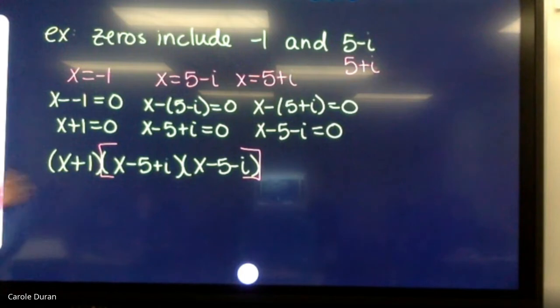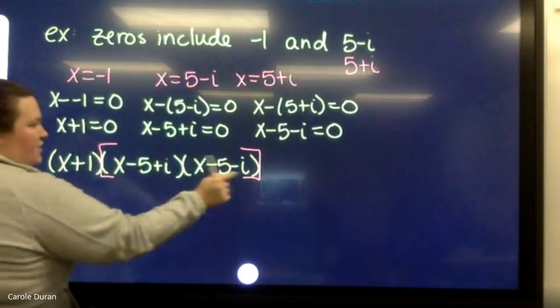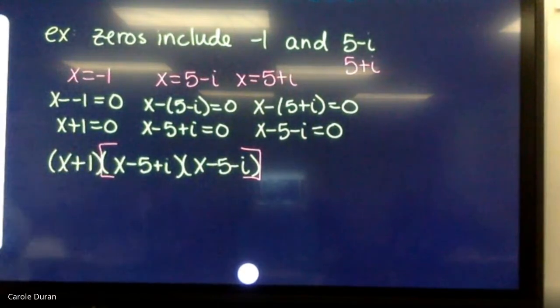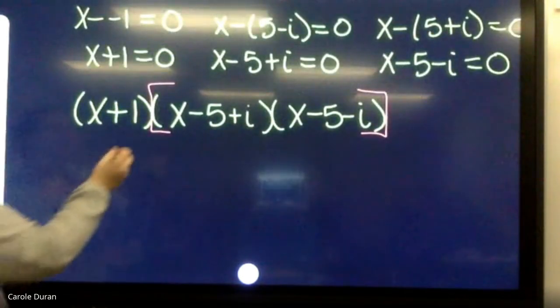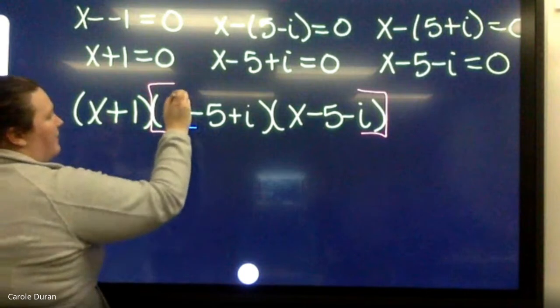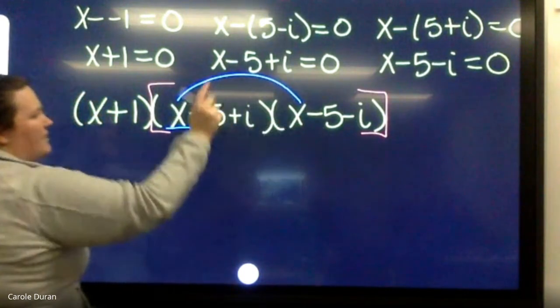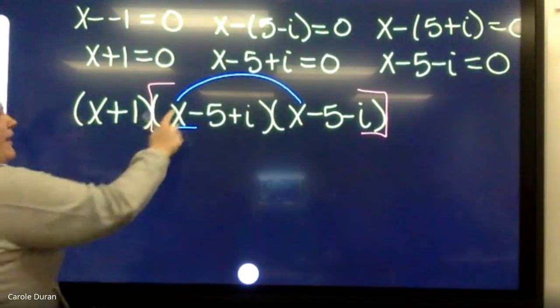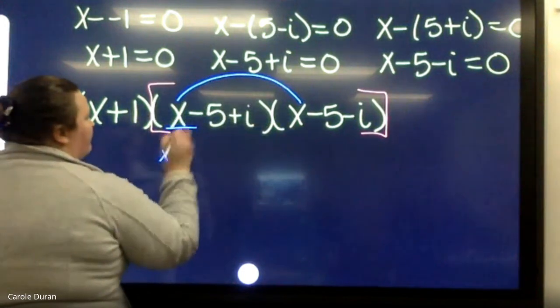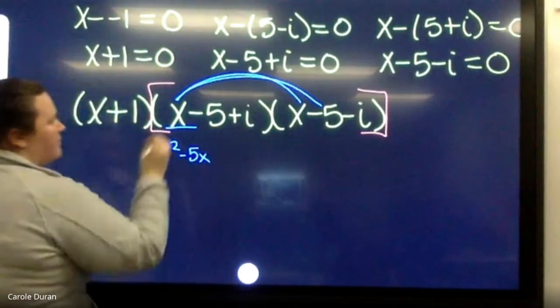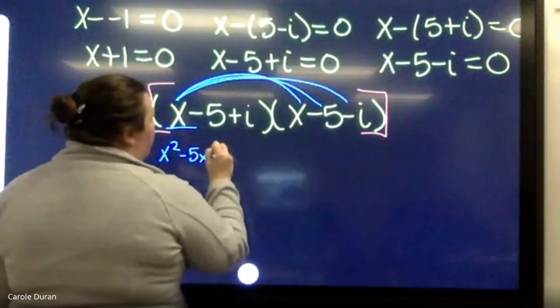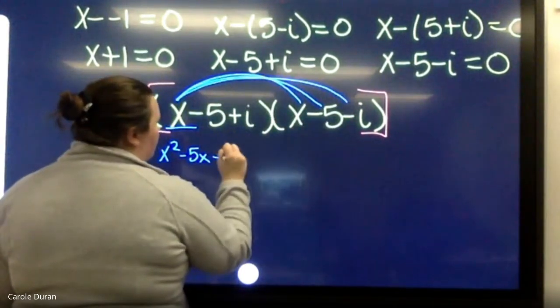And we're just going to FOIL it out. So each of these is going to be multiplied into each of these. So I'm going to draw arrows and I'm going to color code so you can kind of see what's happening, which should make it a little bit easier. So I'm going to start with blue. I'm going to take this x and multiply it into each of the terms in that second trinomial. So x times x becomes x squared. x times a negative 5 becomes negative 5x. x times a negative i becomes negative xi.